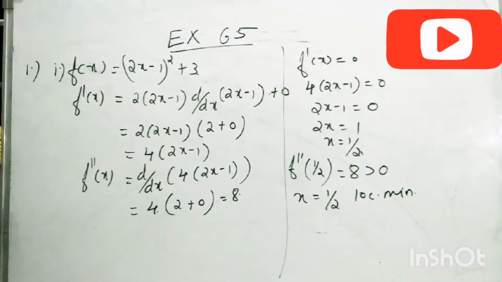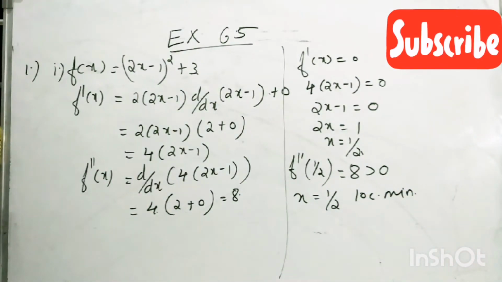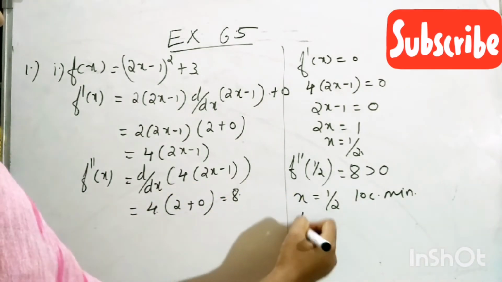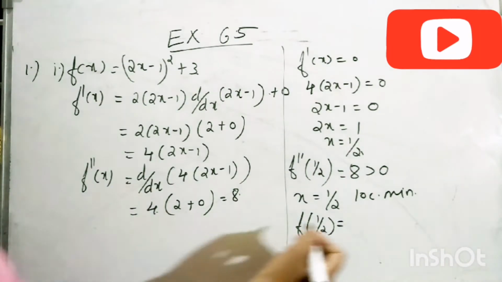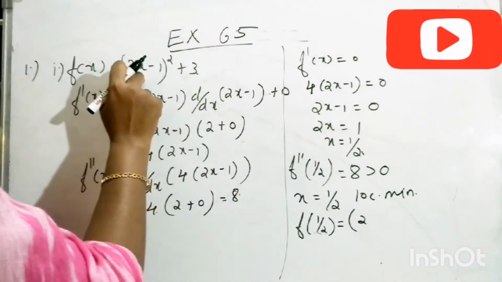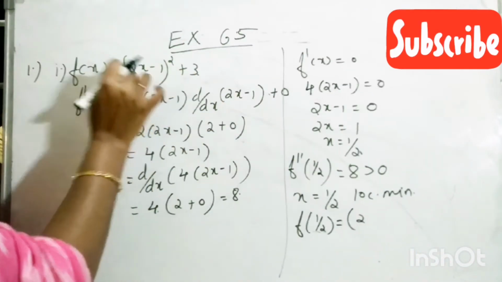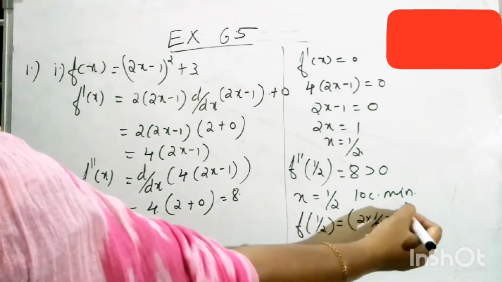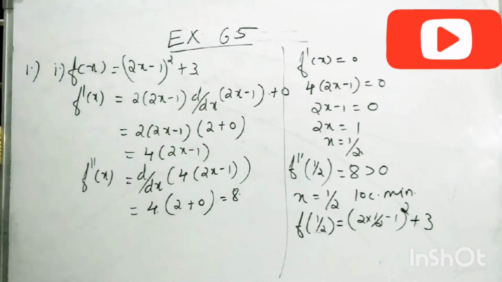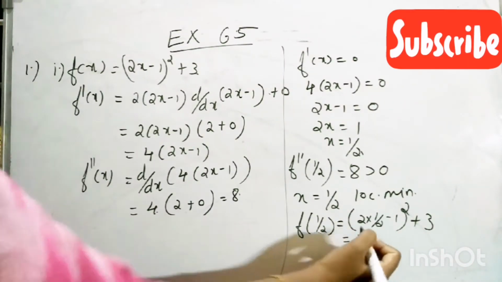Okay, and this minimum value, that is f of 1 by 2, we just put x is equal to 1 by 2 in f of x. That is 2 into (1 by 2) minus 1 whole square plus 3, which is equal to 3.